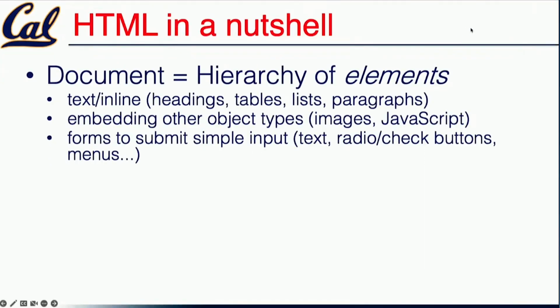A document in HTML is a hierarchy of elements. There are a few different categories of elements. Some of them are elements for rendering text, like headings, lists, tables, and paragraphs. Some of them are other kinds of objects, like images or chunks of JavaScript that do something whizzy and make a little guy pop out of the page. Some of them are forms that allow you to collect input from the user. They can type text, they can check radio buttons and check buttons, they can choose items from menus.